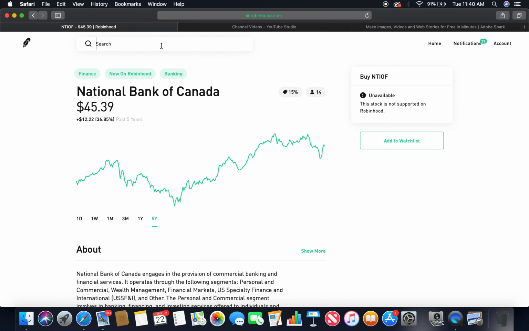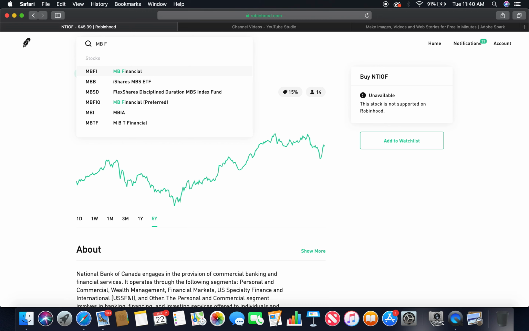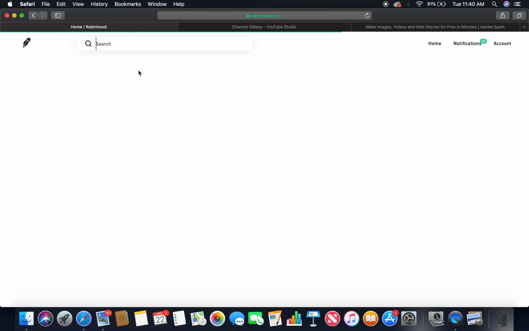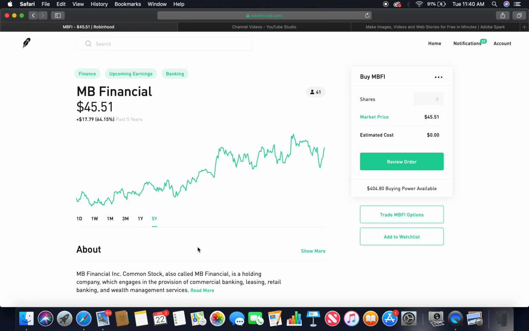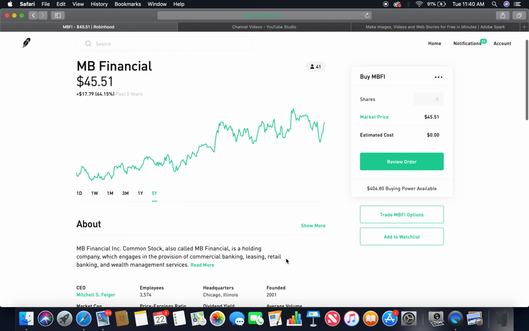Last but not least is MB Financial. Let's go to MB Financial. Okay, let's look at the 5-year. Nice upward trend, peaked around $50. Current market price is $45.51.